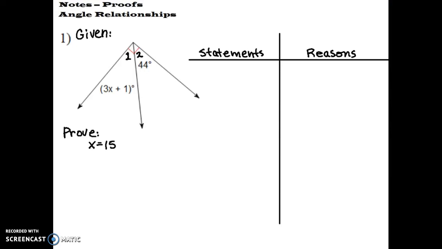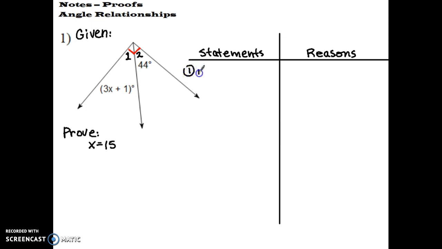Today we're going to be looking at proofs for angle relationships. When I look at my first diagram, I should see right away this is a 90-degree angle. Angle 1 and angle 2 comprise the 90-degree angle.